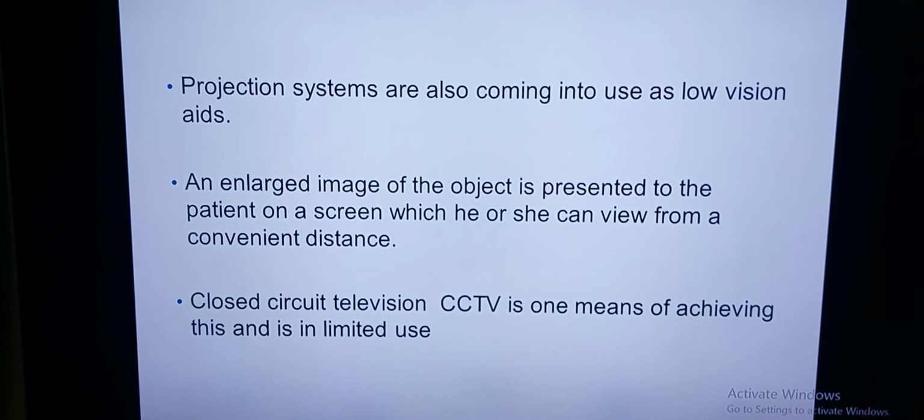Projection systems are also coming into use as low vision aids, and a large image of the object is presented to the patient on a screen which he or she can view from a convenient distance. An example is closed circuit television, CCTV, which is a means of achieving this and is in limited use.